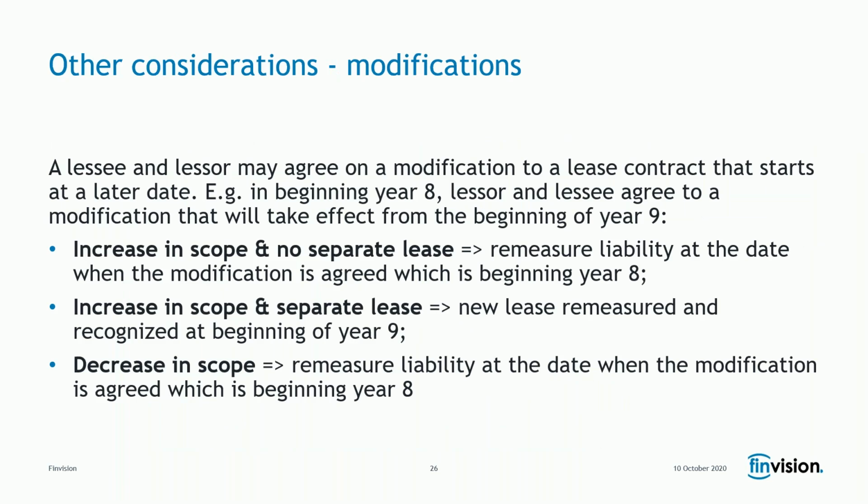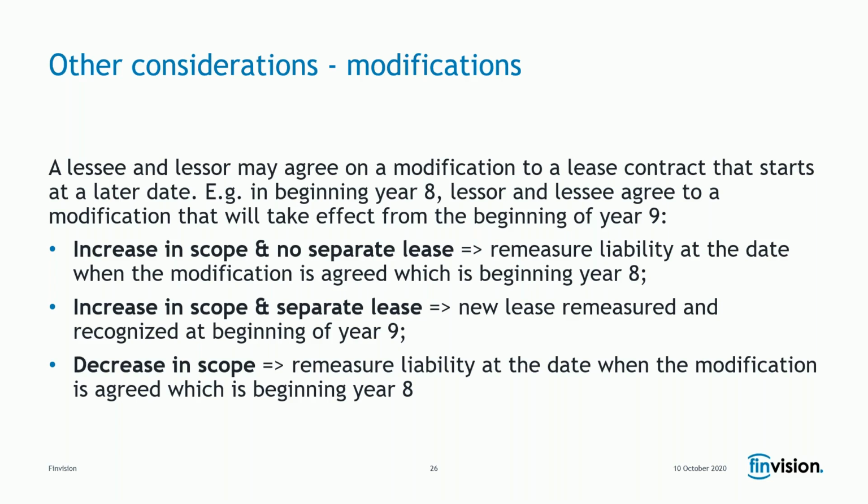Voilà. Some other considerations: a lessee and a lessor may agree on a modification to a lease contract that starts at a later date. So what do I do with that one? For example, in year 8, we start discussions for a modification whose effective date will only be the beginning of year 9. So do I calculate it already in year 8 or year 9?